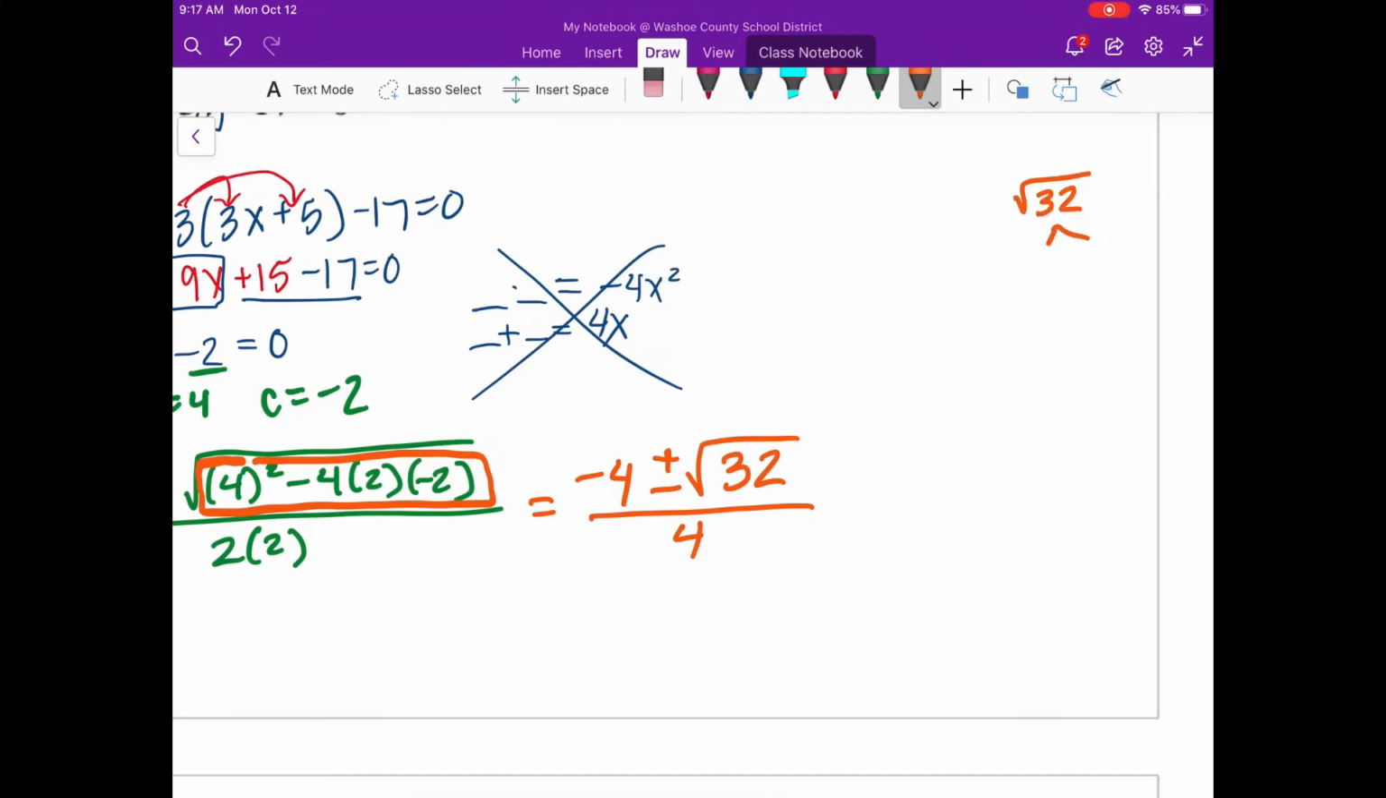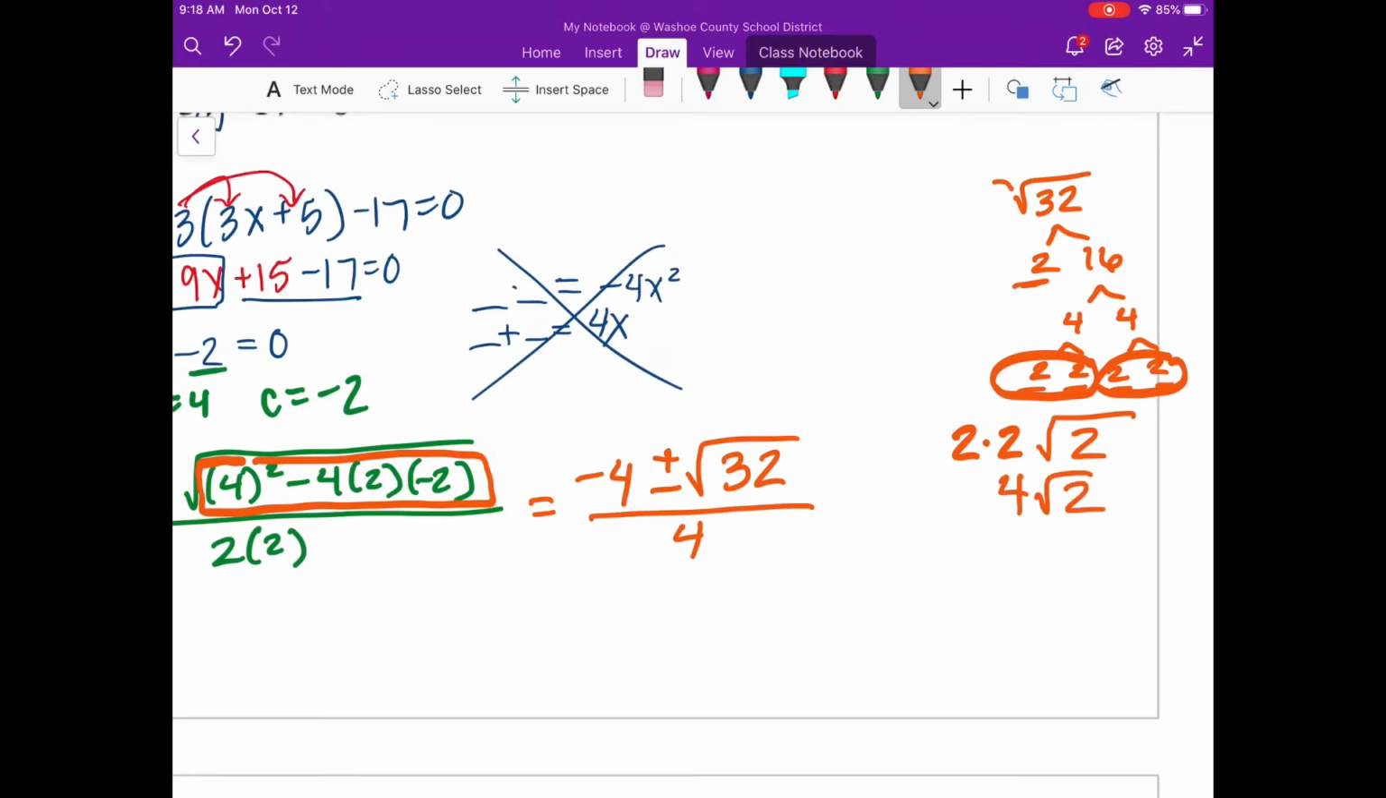Now, before I can start simplifying this, I need to break down that radical. So break down the radical of 32, see if you can find any pairs. So what multiplies to 32? 2 times 16. You're going to stop at every prime number. 16 is 4 times 4. That's 2 times 2. And that's 2 times 2. So take out any pairs. So I have 2 pairs of 2's. So those 2's are going to come outside. They're going to multiply on the outside. Anything that stayed inside that wasn't paired up with anything, so that single 2 is going to go inside the radical. So this becomes 4 square root of 2.